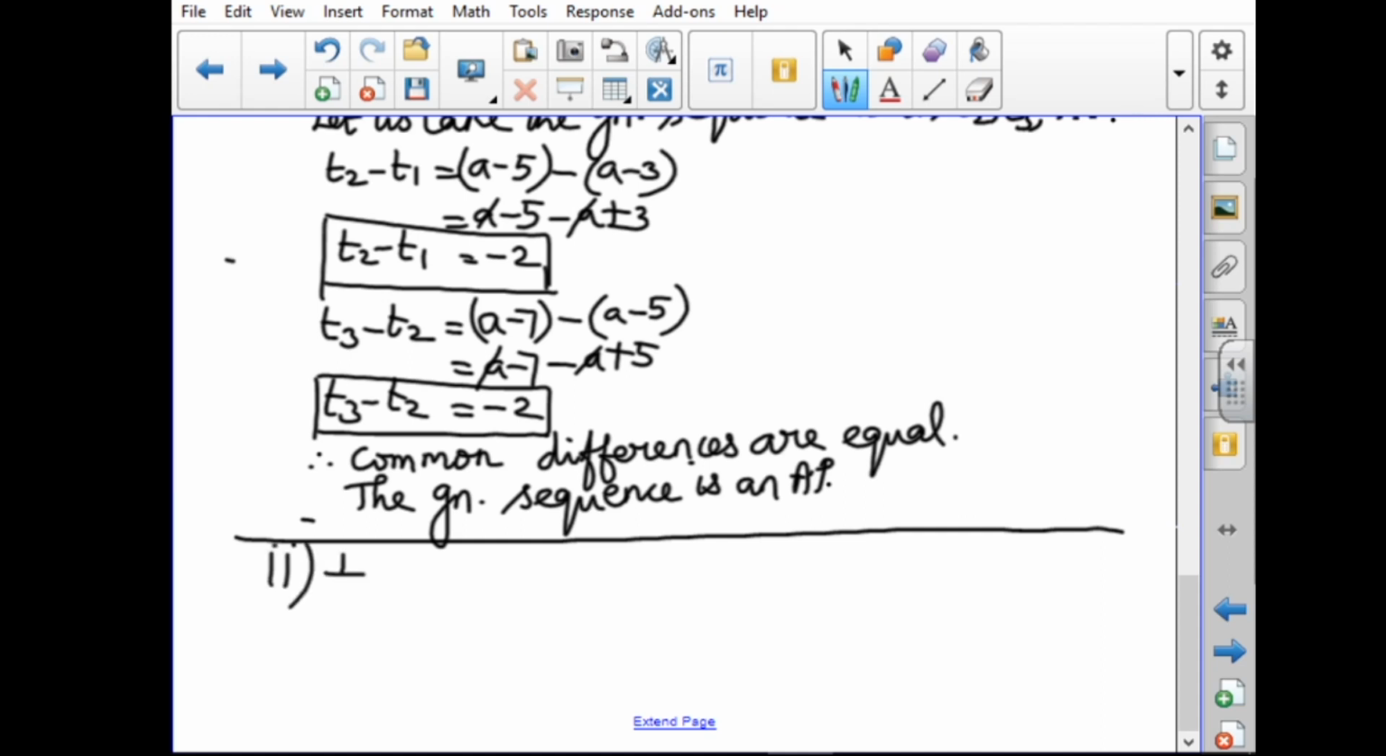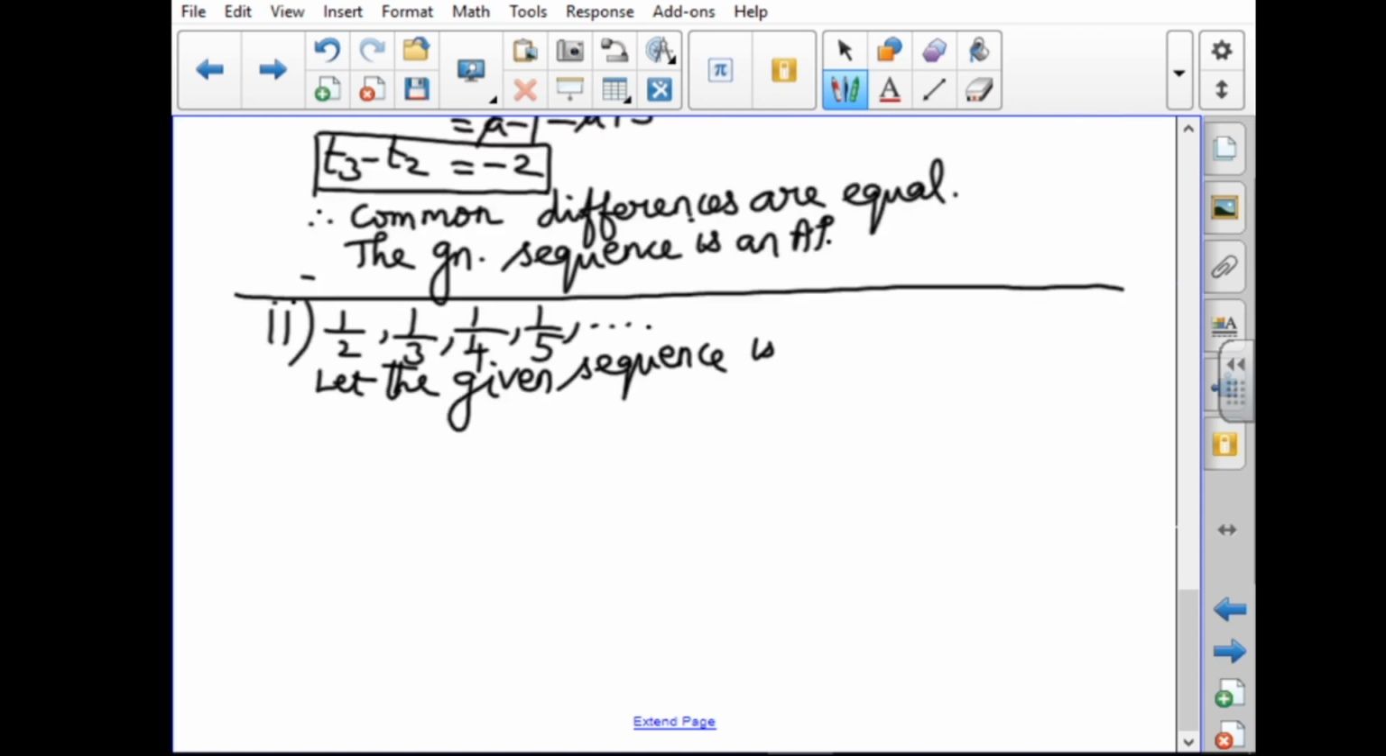1 by 2, 1 by 3, 1 by 4, 1 by 5, etc. This is also an infinite sequence. We have to find T2 minus T1. Here it is given as 4 terms are given. Let the given sequence be, here 4 terms are given. We write it as T1, T2, T3, T4, etc.